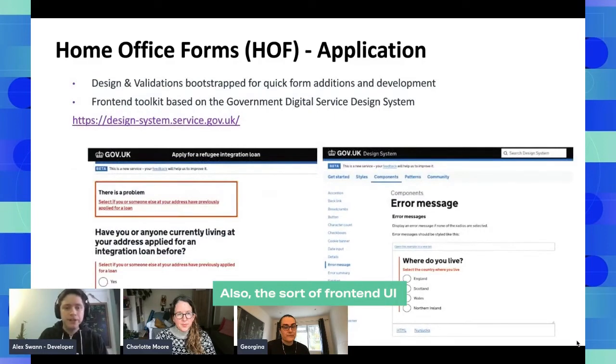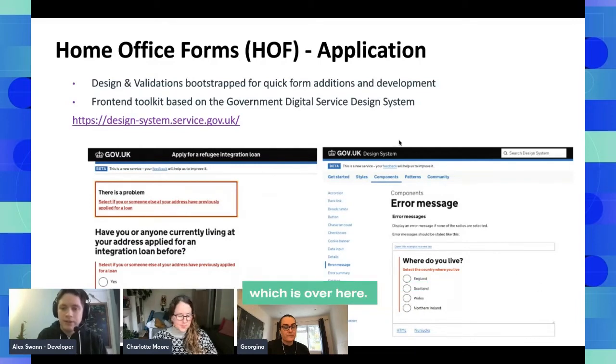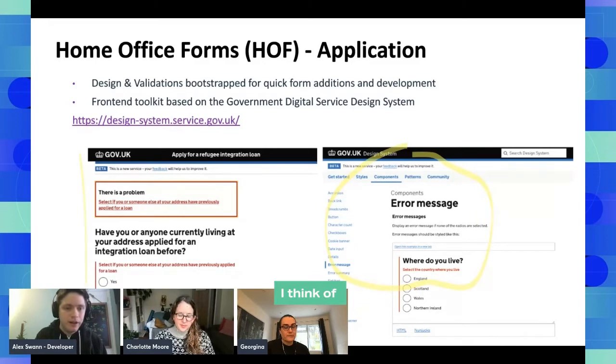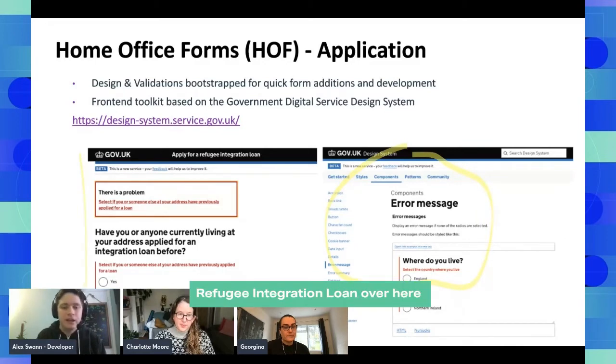Also, the front-end UI is based on the Government Digital Service Design System, which you can see an image of there on the right, which is over here. Essentially, we use that to bootstrap the styling and everything. And here's just an example, I think, of the refugee integration loan doing a similar thing.